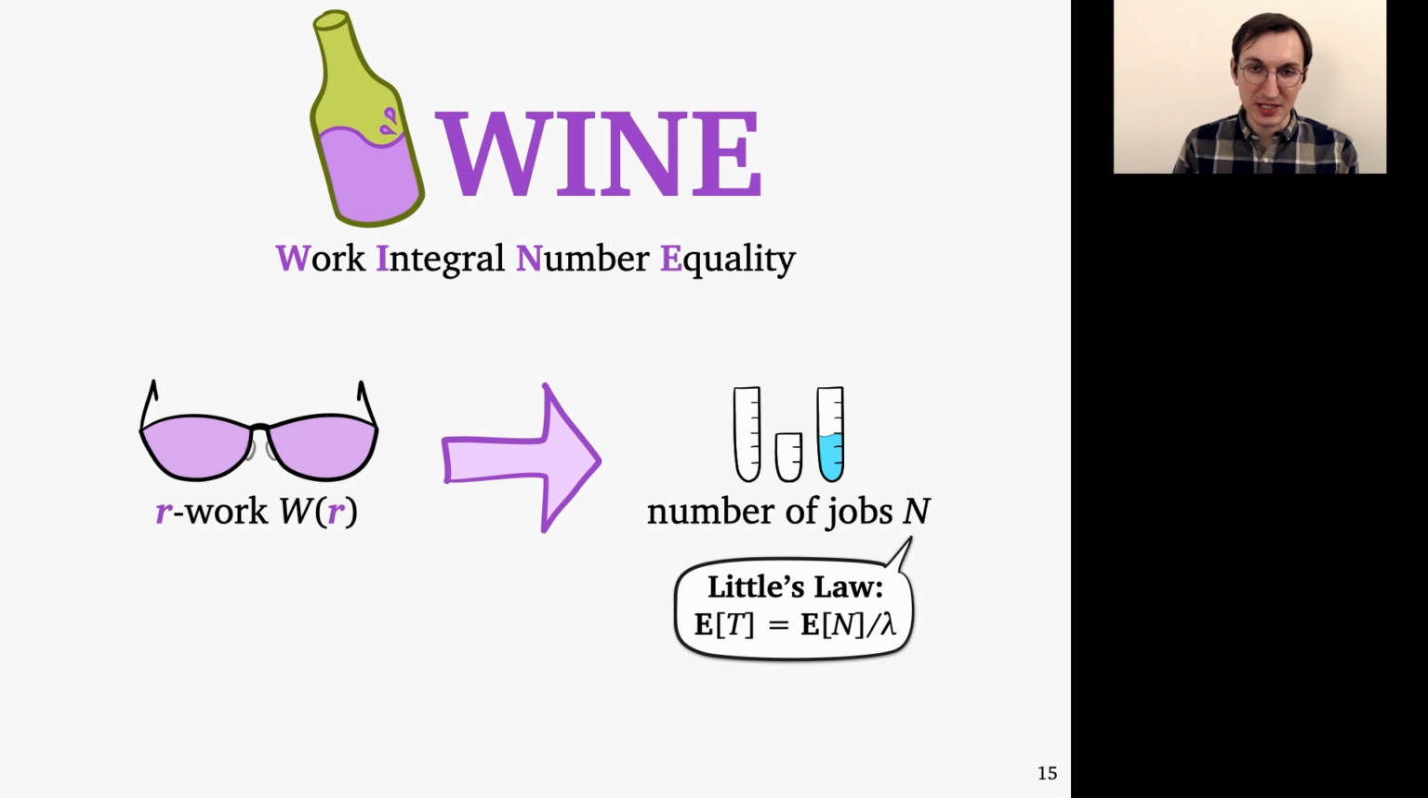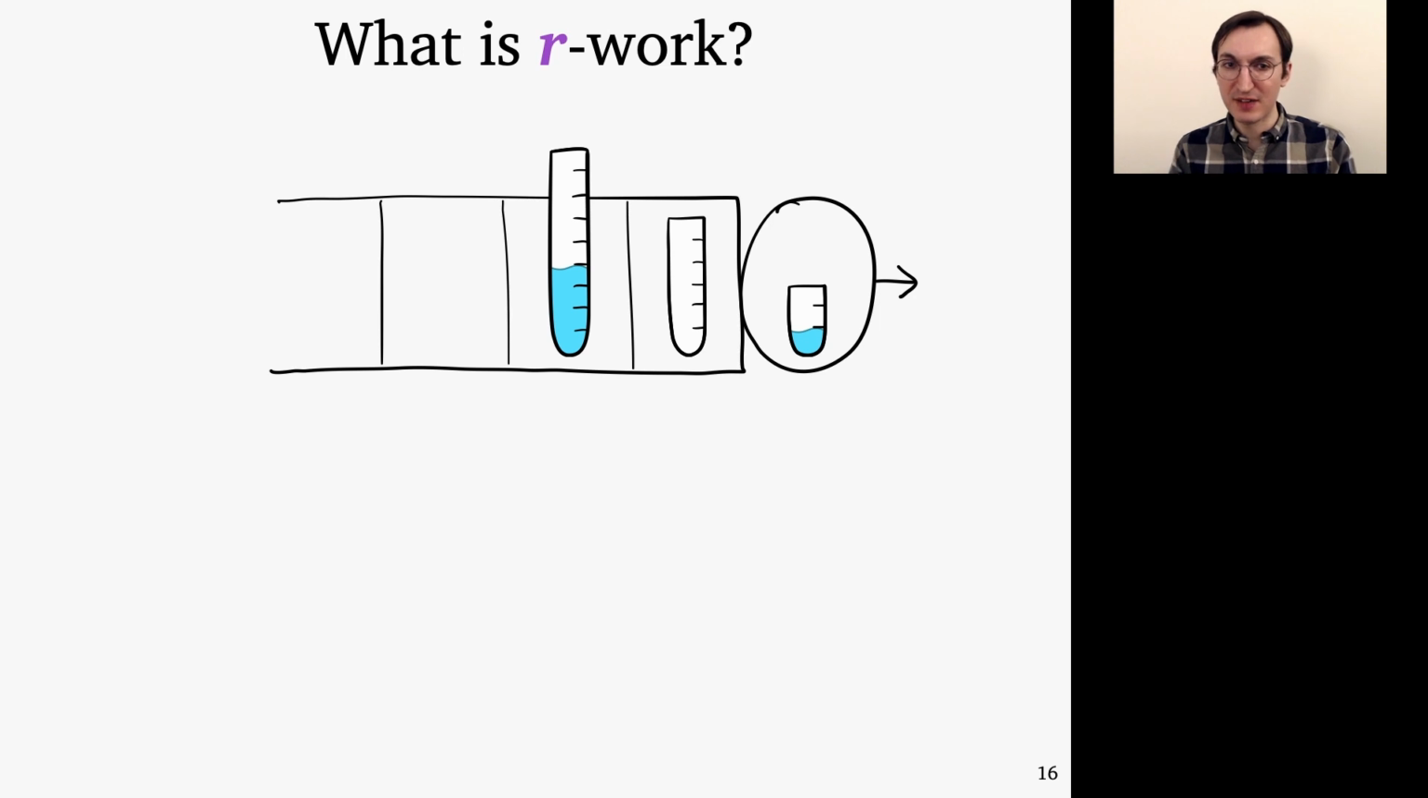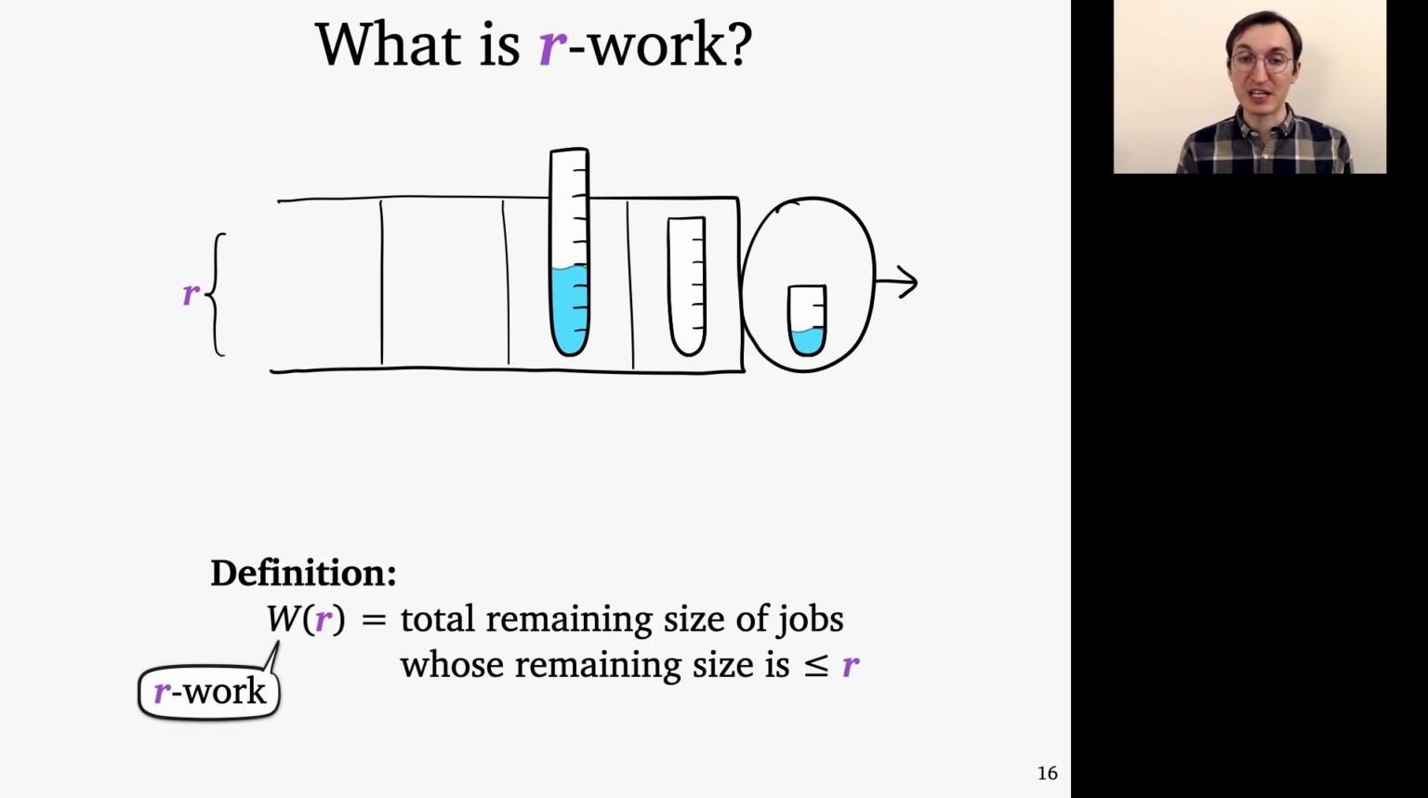In the rest of my talk, I'm going to answer some questions about WINE. First, what is R-work? Second, how does WINE give us n, the number of jobs, from R-work? And finally, how do we use this to bound Scale's mean response time? So let's start by defining R-work. Before I define R-work, let me just define work without the R. When queuing theorists talk about work, they just mean the total remaining size of all jobs in the system. R-work is going to be a filtered version of this total work. Let R be some threshold. R-work is the total remaining size of all jobs, where I'm only counting the jobs that are R and smaller in terms of their remaining size.